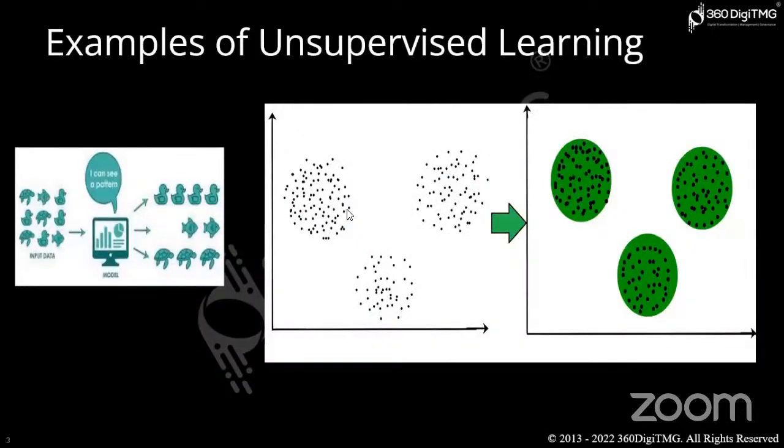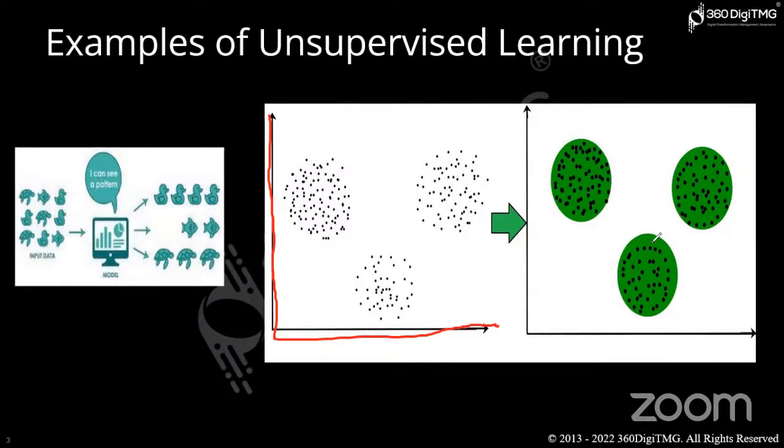You can see here, let's say these are the different data points we'll be having. Based on the similarity, it will simply group them into different categories. But how do these processes happen?